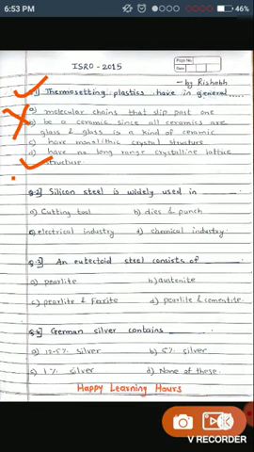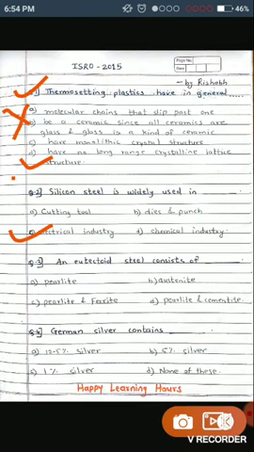Okay, then question number 2 is: silicon steel is widely used in. So options were cutting tool, die and punch, electrical industry and chemical industry. Now basically silicon steel is also called electrical steel due to its good electrical properties. So basically silicon steel consists of around 6.5% silicon, and it is used in transformers. So the correct answer for question number 2 is electrical industry.